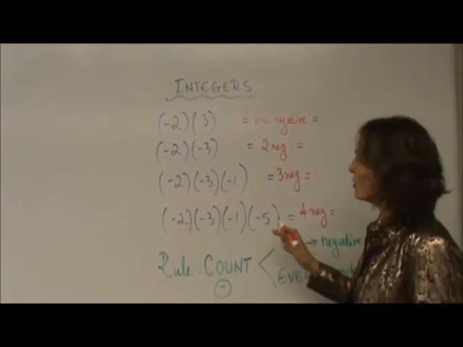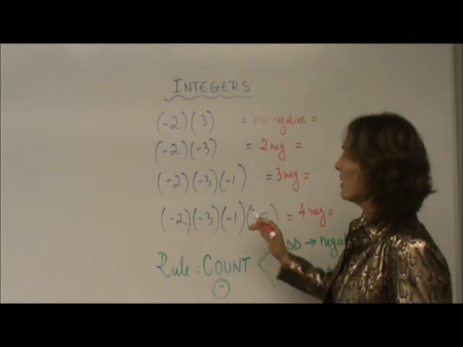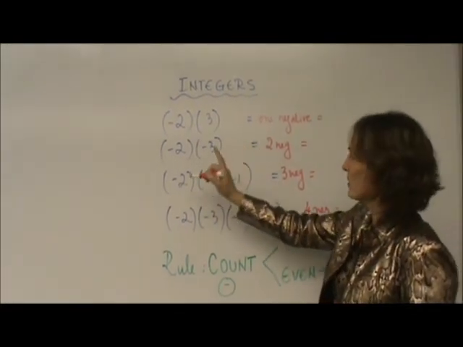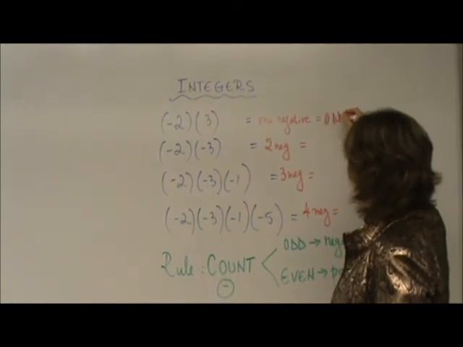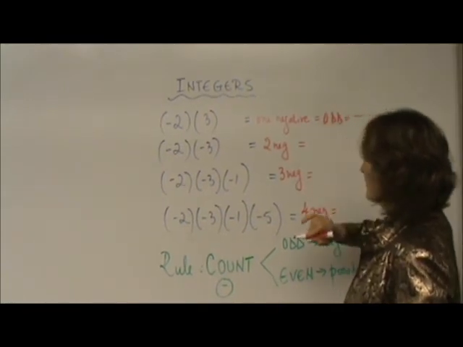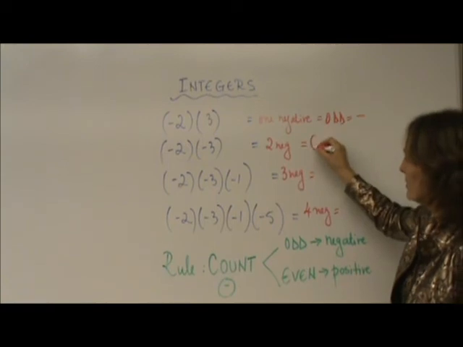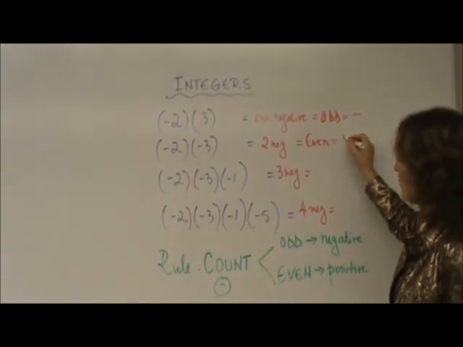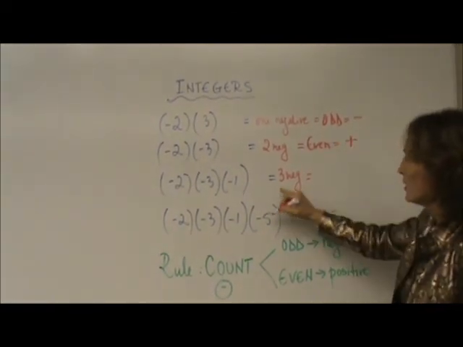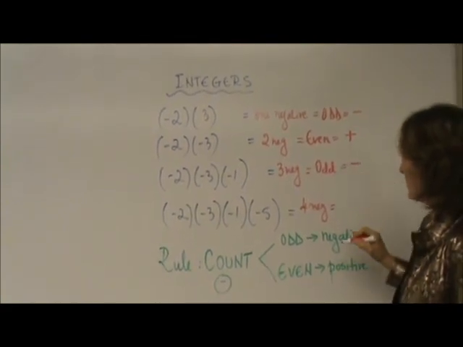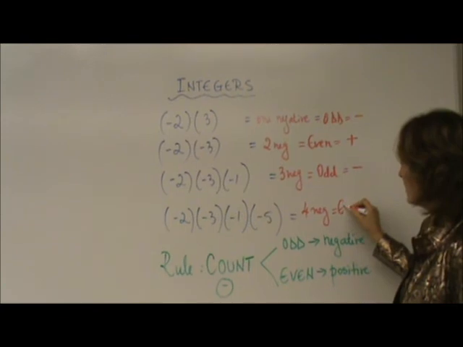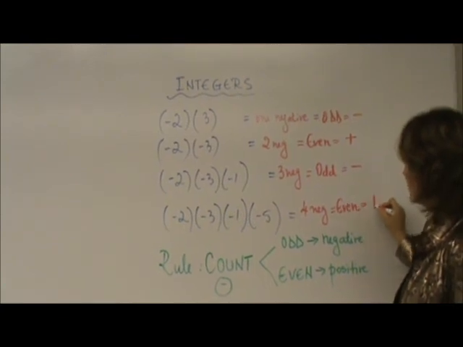So when you start multiplying or dividing, make sure you choose the correct sign. One negative, that's odd. That will be a negative sign. Two negatives, that's even. That will give me a positive sign for the answer. Three negatives, that's odd again. That will be a negative sign. Four negatives, it's an even. That will be a positive.